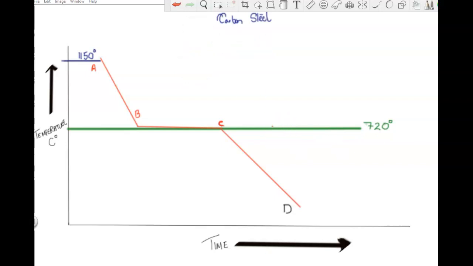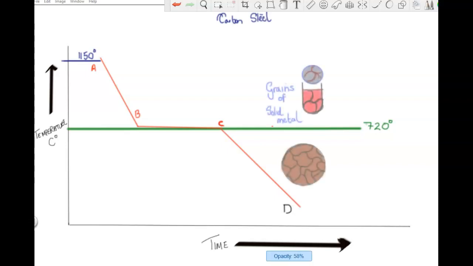When you get to point C, we then start having the growth of dendrites. And then finally we have the grains of solid material as the temperature goes under 720 and it continues to get colder.